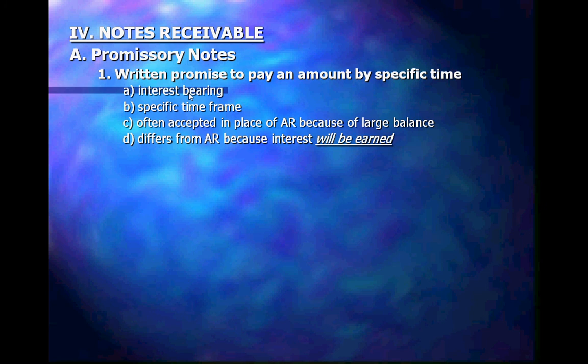Promissory notes, you earn interest no matter what. They do have a specific time frame. Credit card balance could go on forever. As long as you pay that minimum monthly, you are going to continue to pay, and there is no specific time frame for when you have to pay it off. Promissory notes are often accepted in lieu of an accounts receivable because they have a large balance. And the one difference from this, as I pointed out, is that interest will be earned with these things.